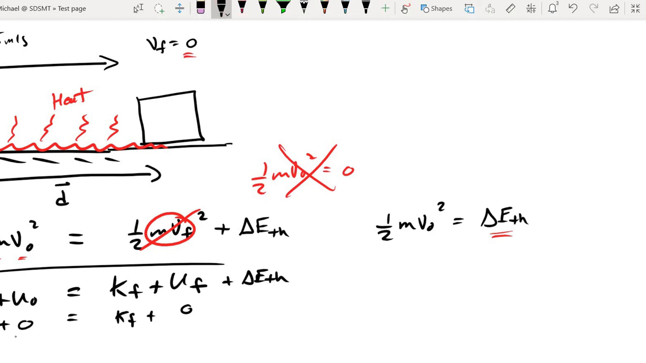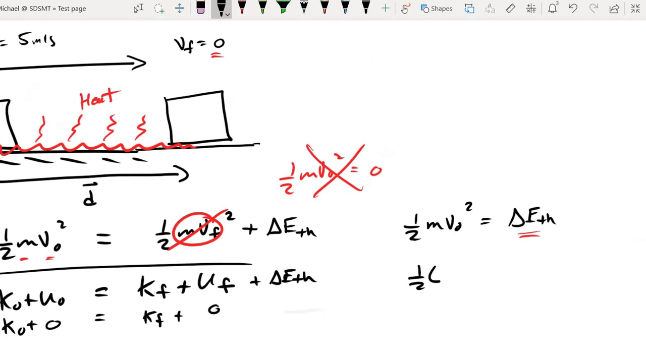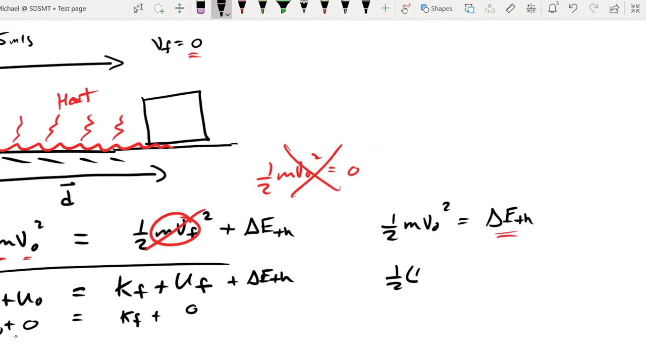Well, this makes for a pretty easy problem now. I have a mass of 10. I had an initial velocity of 5. And so let's see, 25 times 10 divided by 2, that makes for 125 joules. So we started with 125 joules of kinetic energy, and it was all converted into thermal energy.